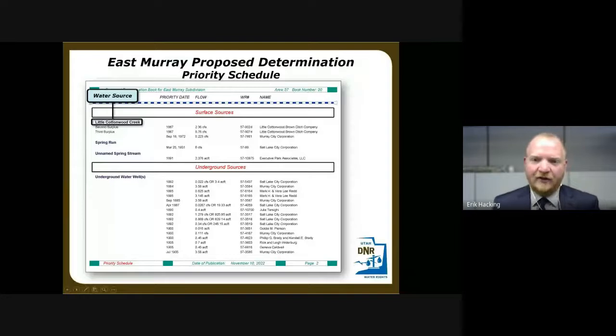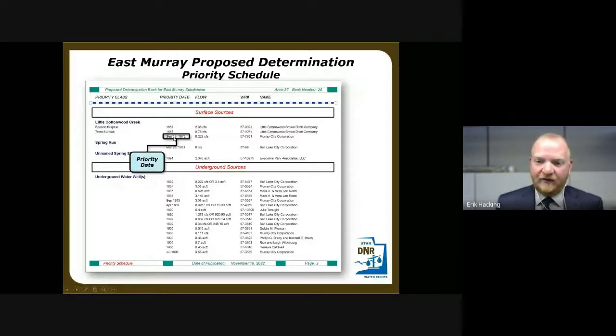Next, we have the priority date, which I previously mentioned, but this is important because if cuts need to happen, they will happen by priority date. All right, next we've got flow rate or annual volume that each right is allowed. These are both limitations of the right. Not every right will have both. As you can see here, this right has both a flow rate limitation and a volumetric limitation, whereas this right, if you can see, is just a volumetric.